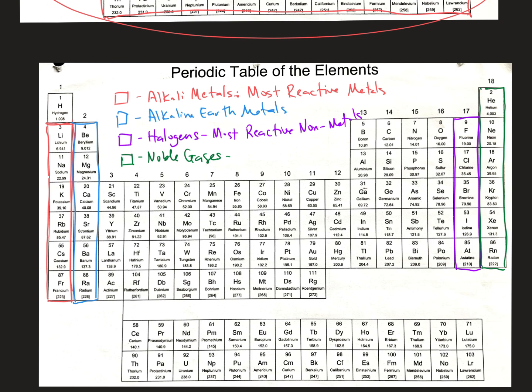Okay. It comes from a physics word, inertia. What does inertia mean? The tendency to resist change, right? And so that's exactly what noble gases do. They don't want to change, so they don't react with anything. These are the least reactive elements.